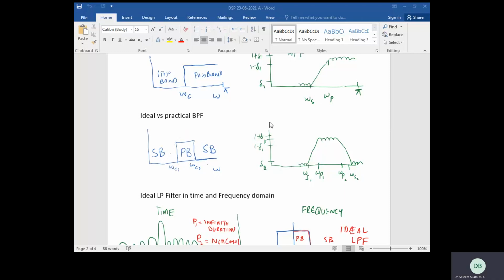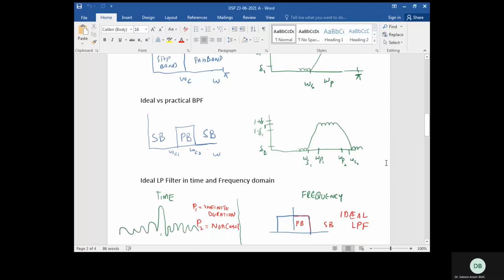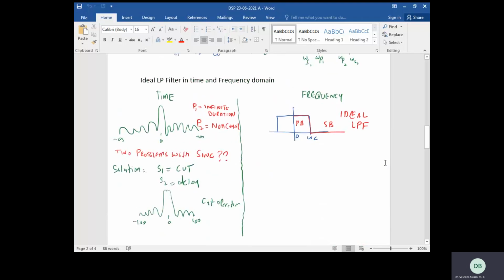Now let's try to understand the ideal filter in the time domain and ideal filter in the frequency domain, and then practical filters in the time domain and practical filters in the frequency domain. If you remember in the last lecture, we said that there is a relationship between sinc and the rect signal. Our sinc in the time domain is basically a low pass filter in the frequency domain, right?